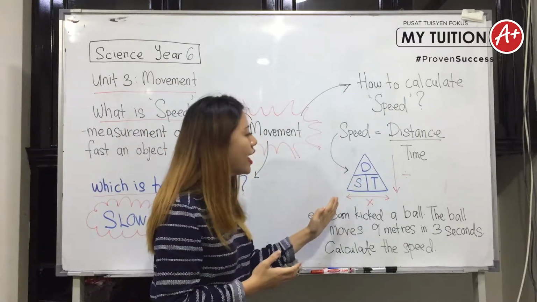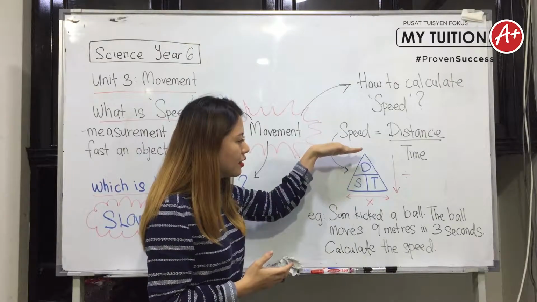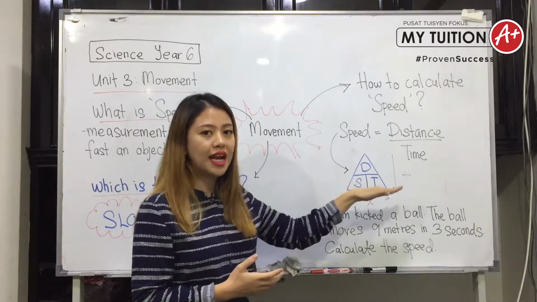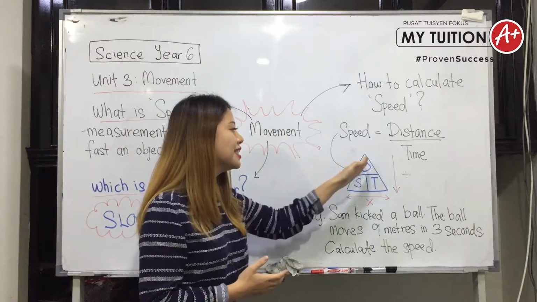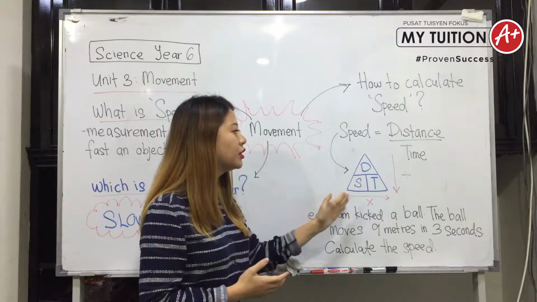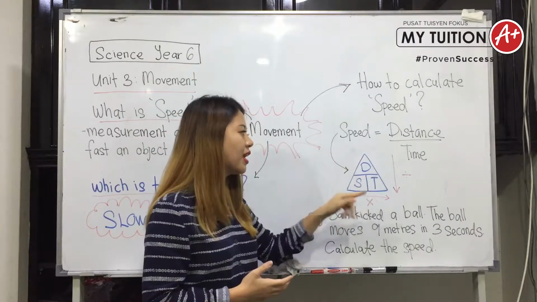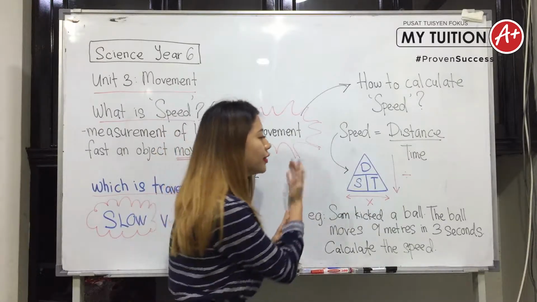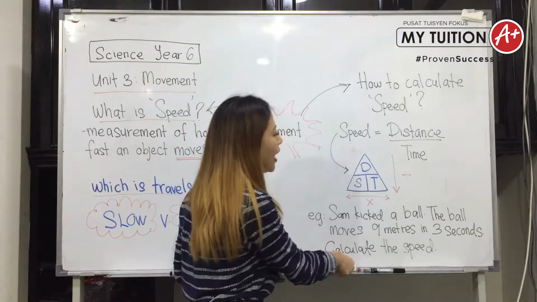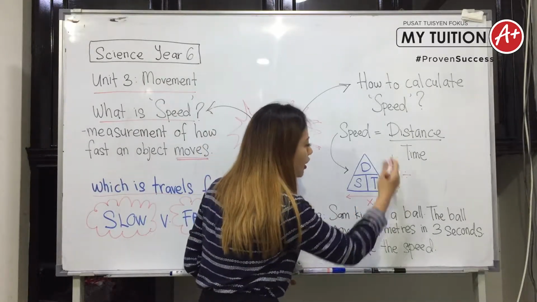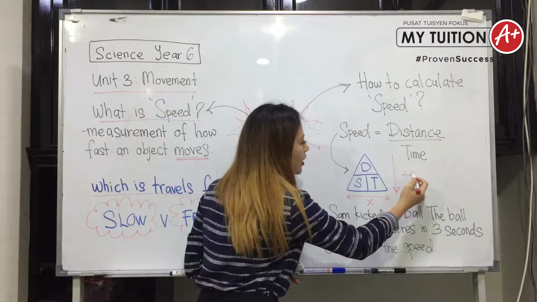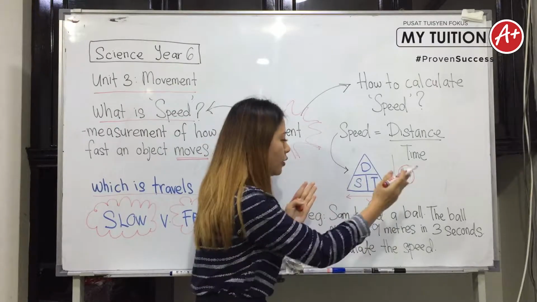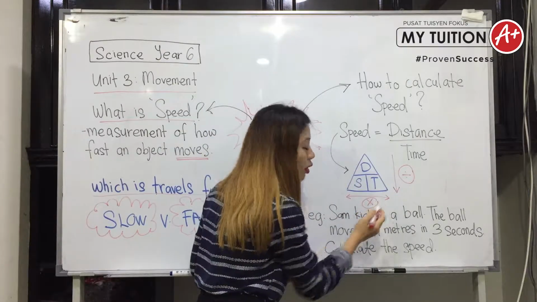So in this triangle, distance equals to speed multiplied by time. For speed, it is equal to distance divided by time. And for time, it is equal to distance divided by speed. As you look into the formula of the triangle, you'll be able to notice that everything that goes downwards can be calculated in divide. Everything that goes sideways will be calculated in multiples.